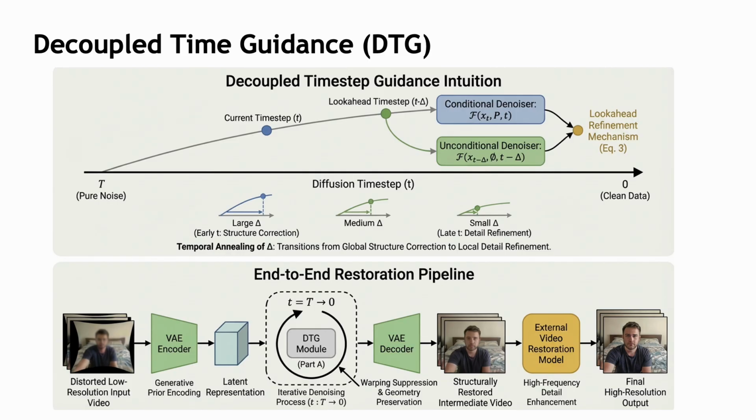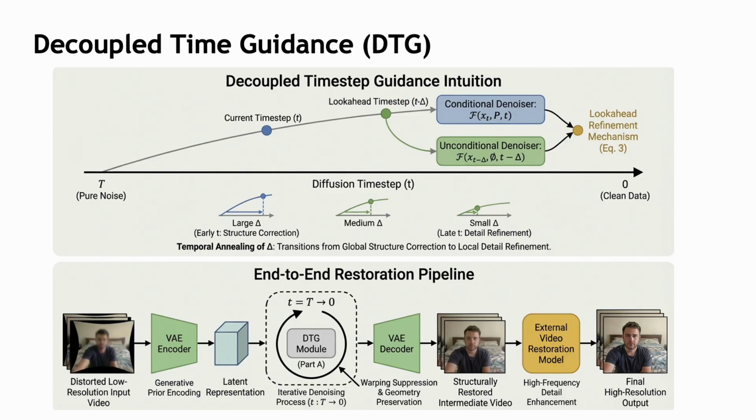Here is the core of our method, decoupled time step guidance. The top diagram shows the intuition at each diffusion step at time t. Standard CFG evaluates both the conditional and unconditional denoiser at the same time step. We decouple them. The unconditional branch is evaluated at a cleaner time step at t minus delta, while the conditional branch stays at the current time step t.